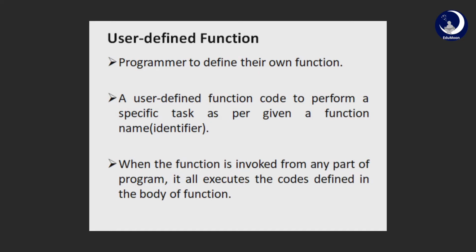User-defined function. Programmers can define their own functions. That means the programmer who will be writing the code will define these functions. A user-defined function is code to perform a specific task, given a function name or identifier. That means we, the users of the program, will be giving that particular function a specific name which is used to identify it. When the function is invoked from any part of the program, it executes the code defined in the body of the function. That means that whenever we call this particular function name, then the code which is inside this function will be executed.